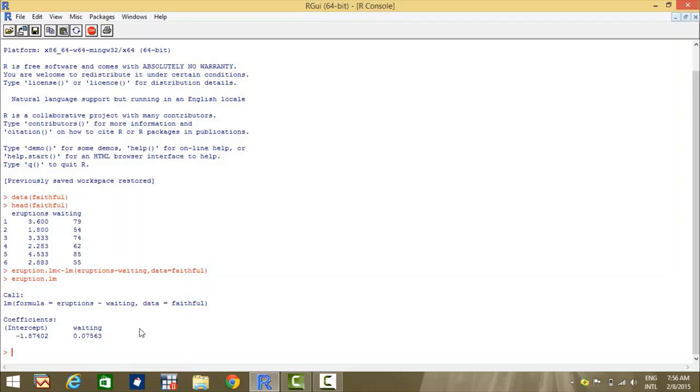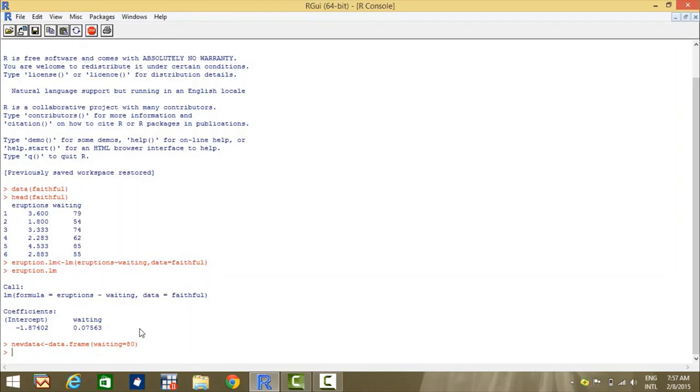We first save the value of the explanatory variable that we want to use. So suppose I write newdata is the variable where I'm trying to store the value of the given explanatory variable. I save it as a data frame with waiting equal to 80. Say this is the particular value which I have been given. I want to predict the value of the dependent variable eruptions after having fitted this simple linear regression model. So how do I do that?